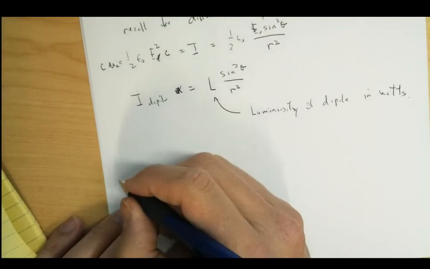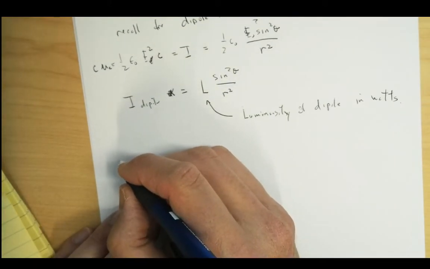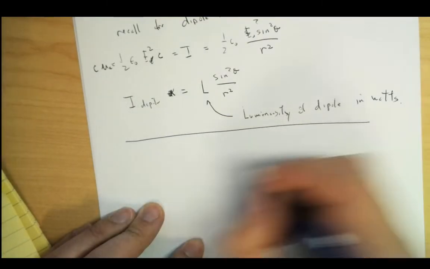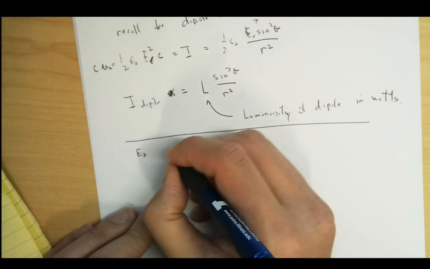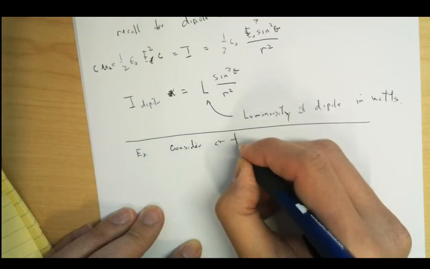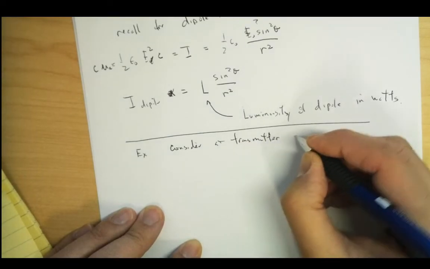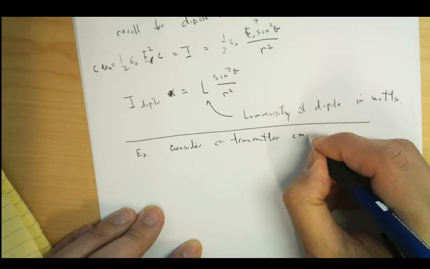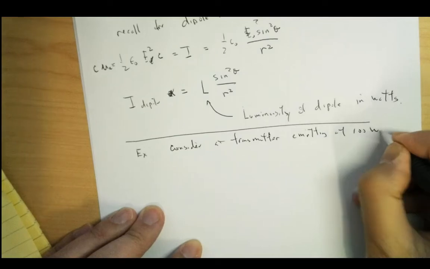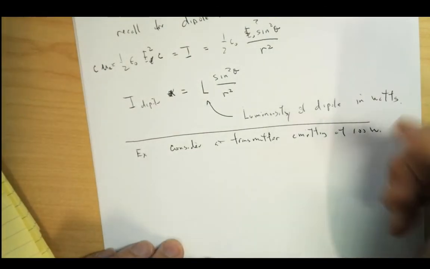I'm going to tell you something that's a lie, but it's a lie so that your life is not horrible. So here's a lie. We'll do an example here. Consider a transmitter emitting at 100 watts. It's not atypical for a lot of transmitters.